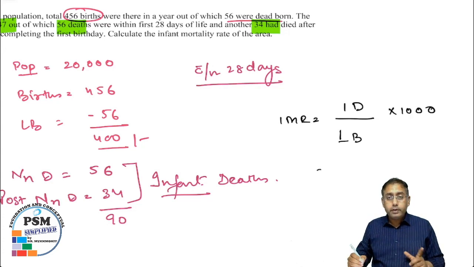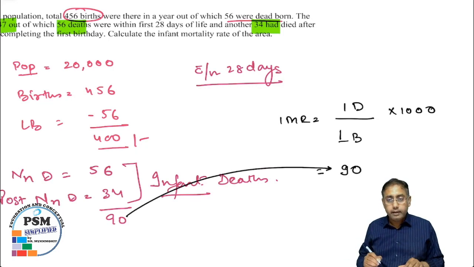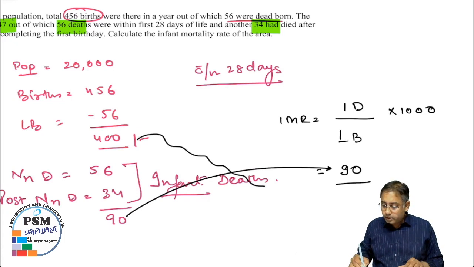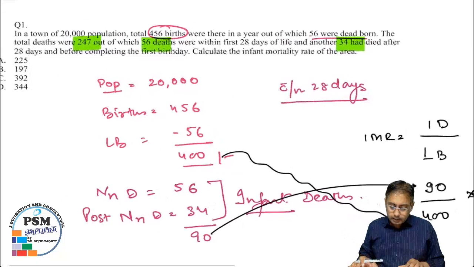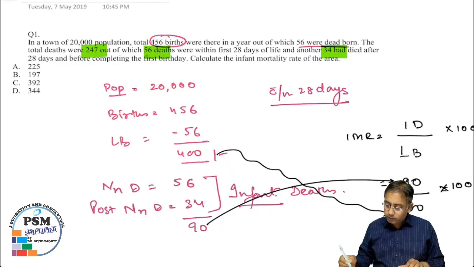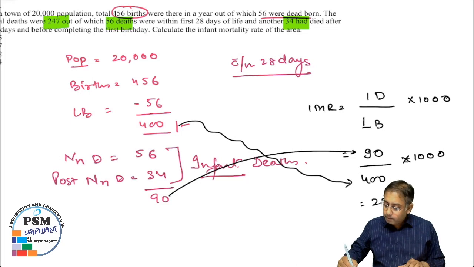We have seen that the infant deaths are 90. We also know that the live births in the area, which we have already calculated, is 400. So 90 divided by 400 into 1000 will be my answer. The answer should be roughly around 200. I can see that there are two options, 225 and 197. The answer is 225 per 1000 live births.